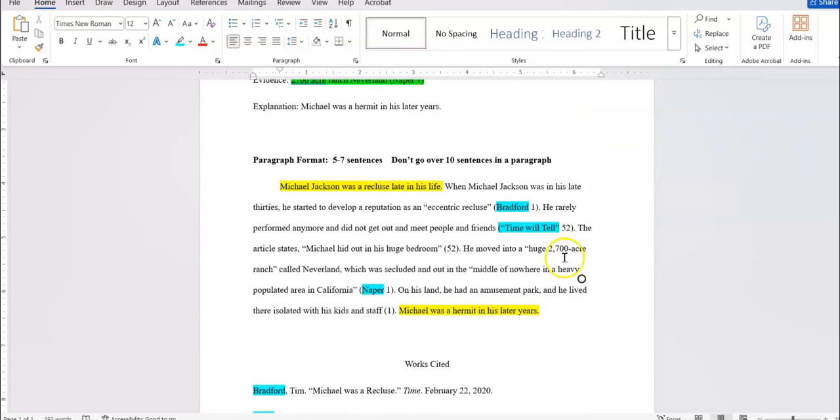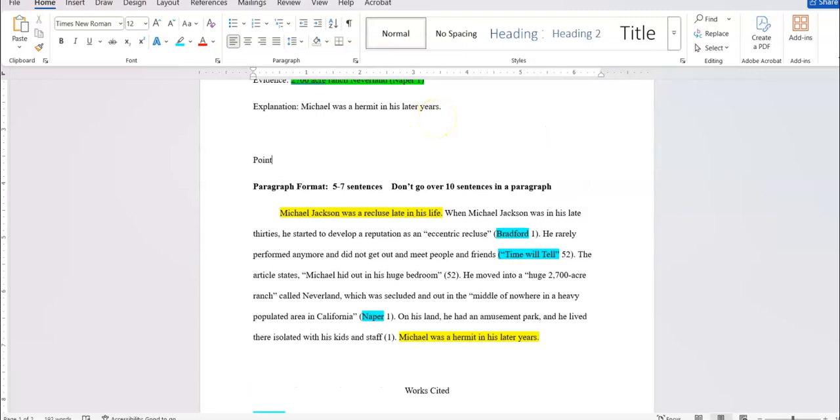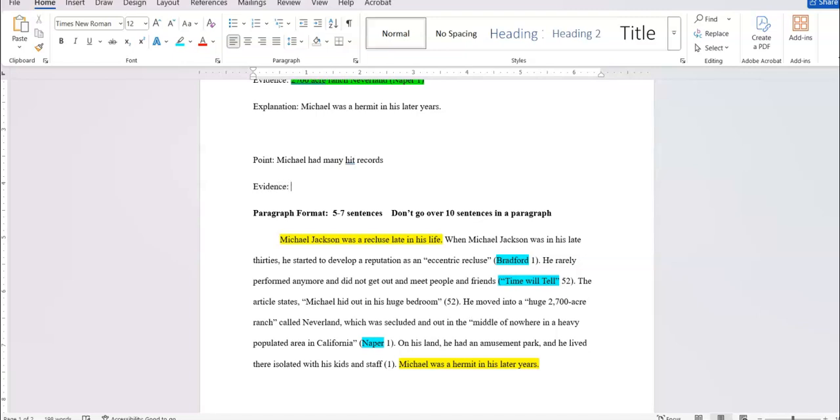Okay. Now, whatever your next trait would be, if you had another one, you would do the same process. So maybe your next point is Michael had many hit records. Okay. This is an easy one. I could start with when he was little. Okay, when he was 4 years old. I don't have to look that up. I know this. He had a hit with his brothers and sisters.